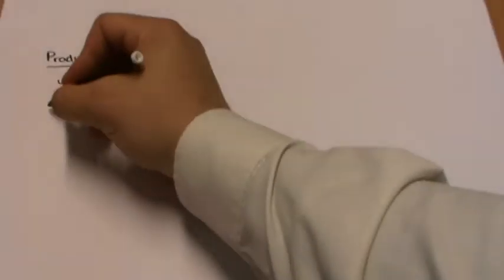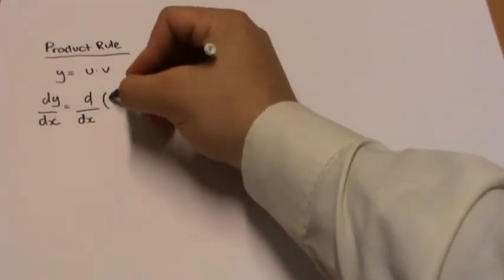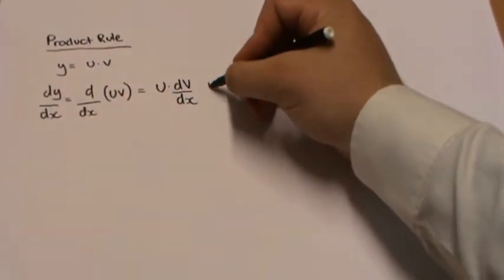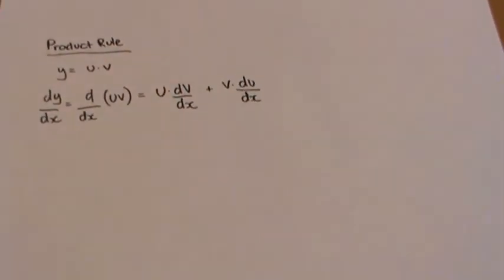as the product of two other functions u and v. If we differentiate y with respect to x, then we're differentiating the product of the functions u and v with respect to x. And the way we do this is we say that the function u multiplied by the differential of v with respect to x plus the function v multiplied by the function u differentiated with respect to x.